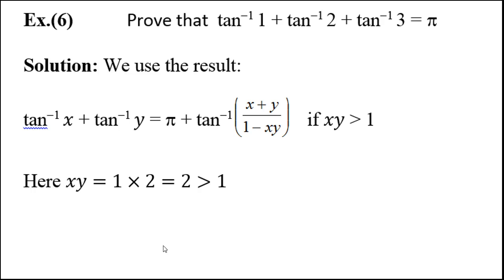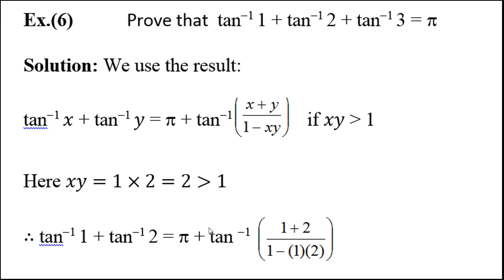So I will add these two terms, tan inverse 1 plus tan inverse 2. For that I have checked the product, 1 into 2, which is 2, and greater than 1. So tan inverse 1 plus tan inverse 2 is equal to pi plus tan inverse of (1 plus 2) upon (1 minus 1 into 2).